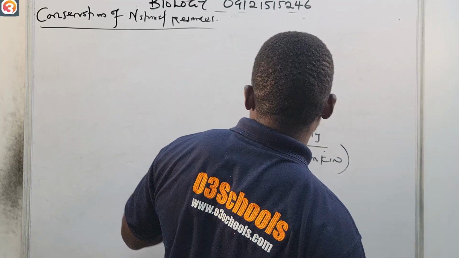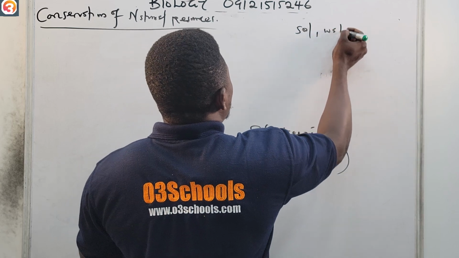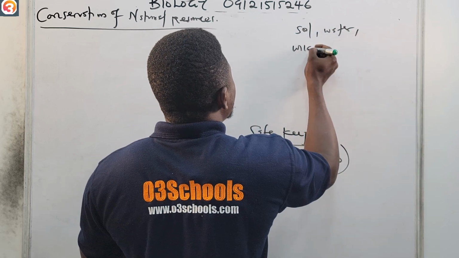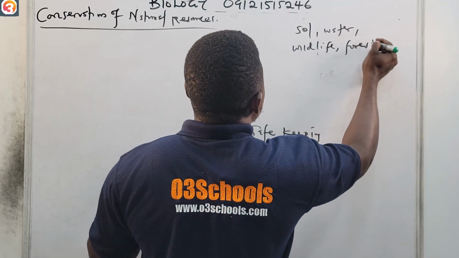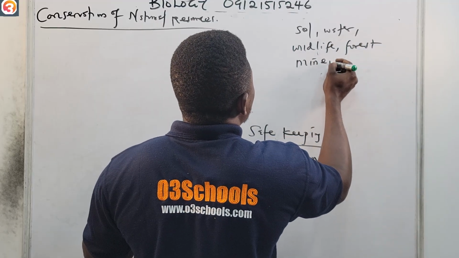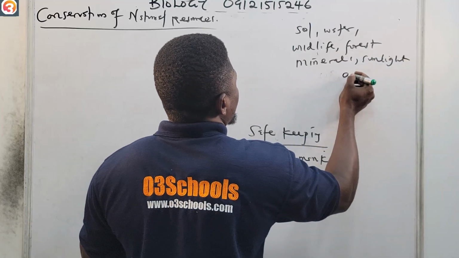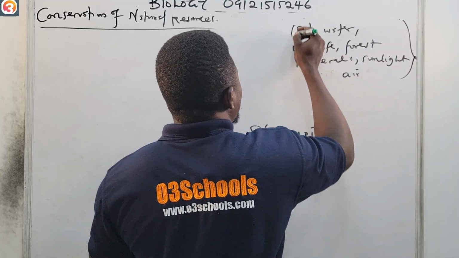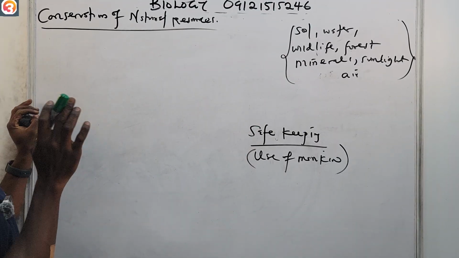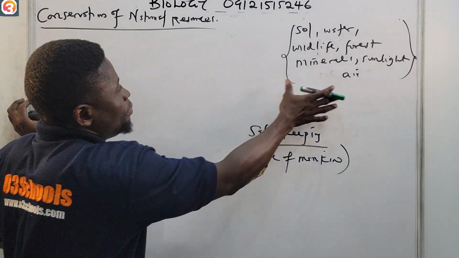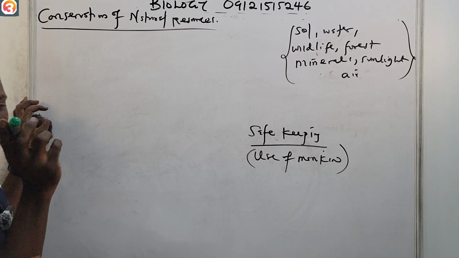Examples of natural resources include soil, your water, your wildlife, your forest, your minerals, your sunlight, your air. All of these are natural resources. So conservation of natural resources is safekeeping all of these, our natural resources, for the better use of mankind.